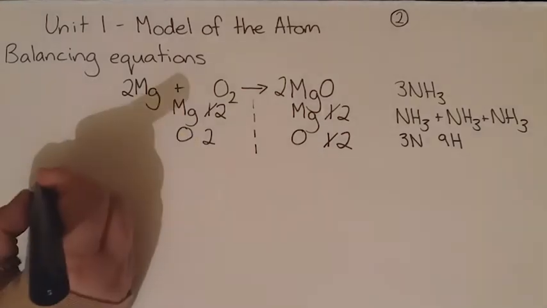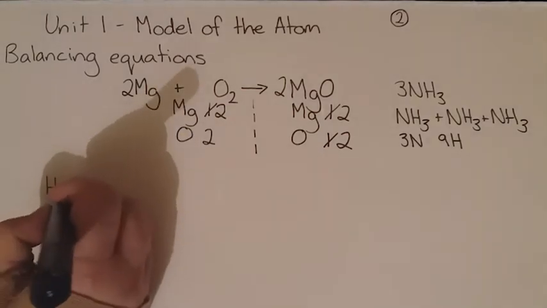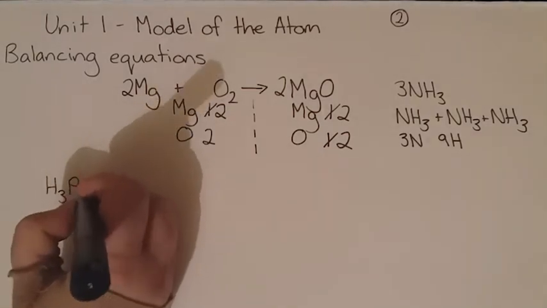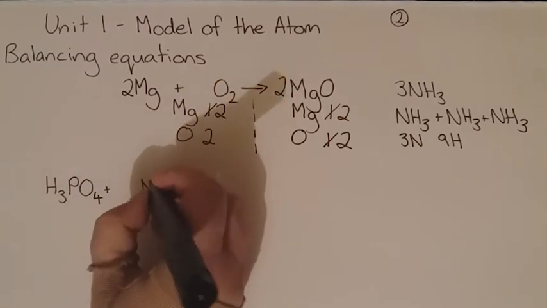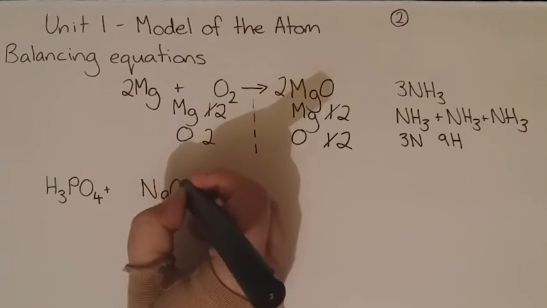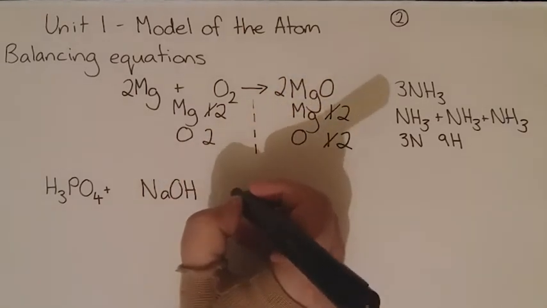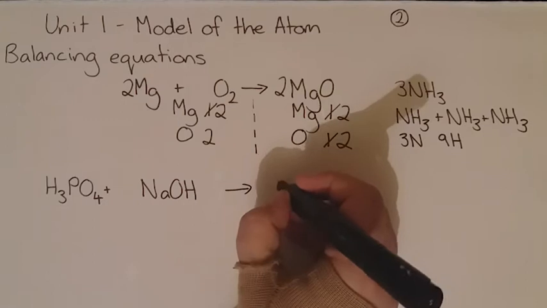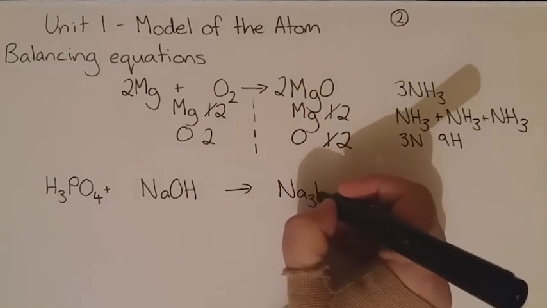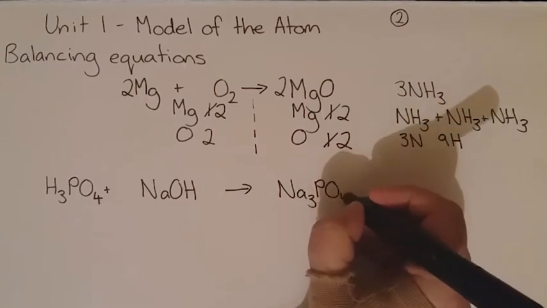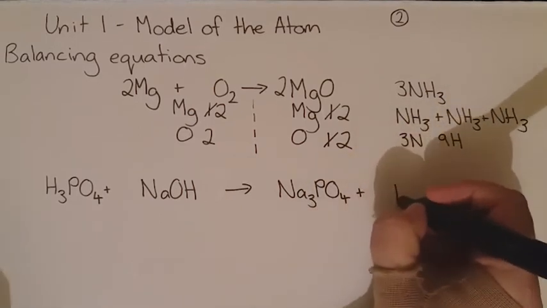We'll look at another more complicated example using a chemical that you're not likely to come across in the exam. It's definitely not one that the exam board are going to expect you to learn, but they could give you it in a question and then ask you to use it. So that chemical is phosphoric acid, H3PO4.